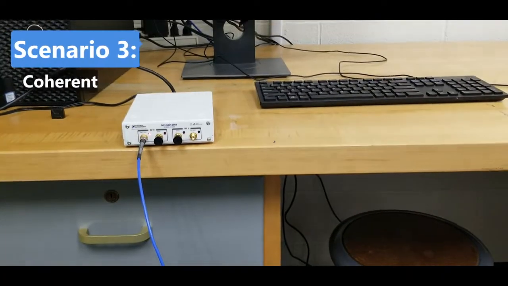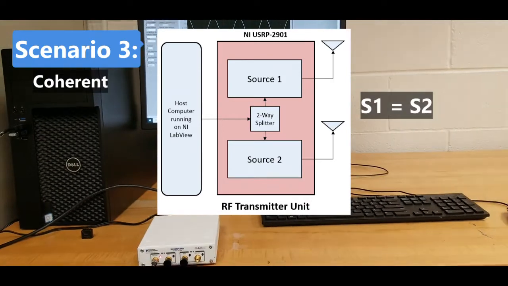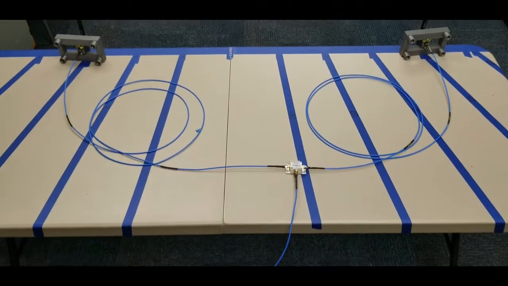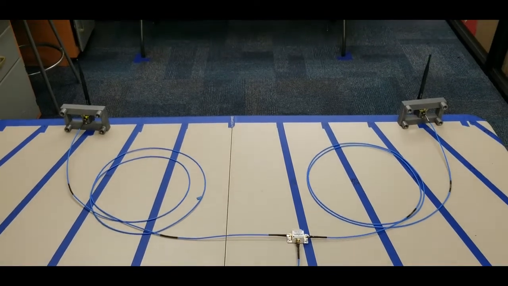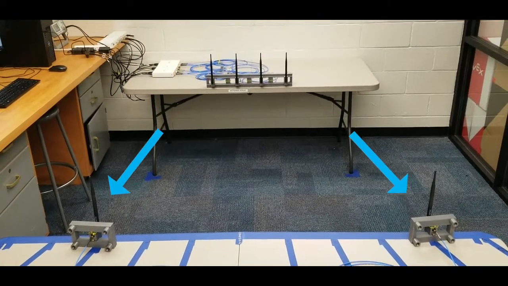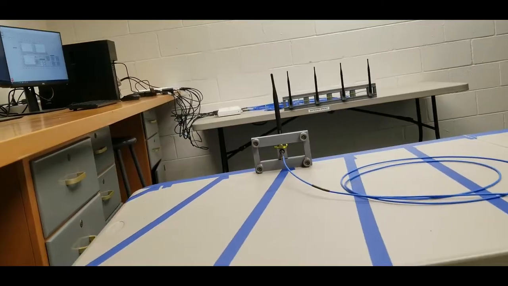In scenario 3, our team modified the USRP connection once more to transmit 2 coherent signals on a single channel. This means that the signals are identical in frequency and phase, but in different locations. In hardware, this is achieved by using a two-way splitter. Once more, the antennas are placed, and the results were observed in real time.